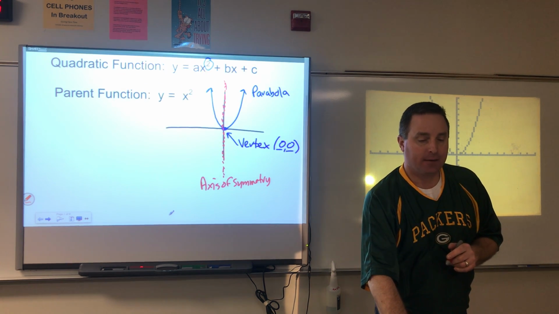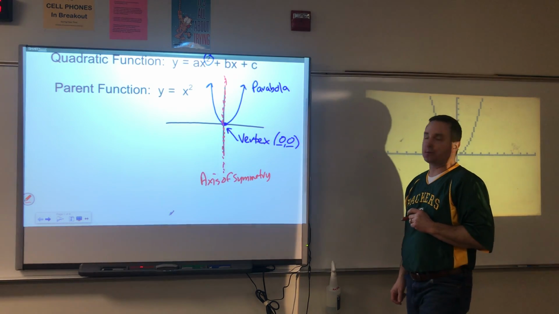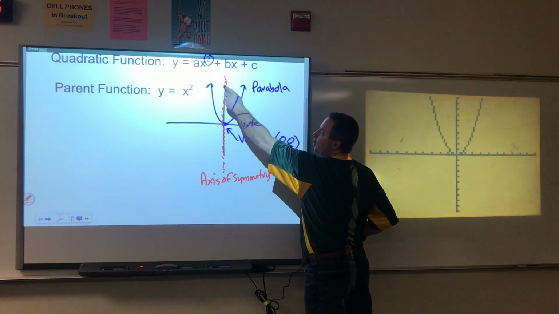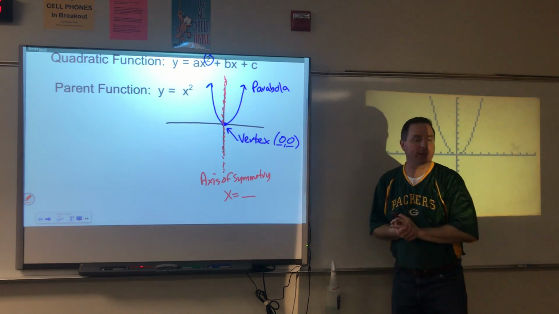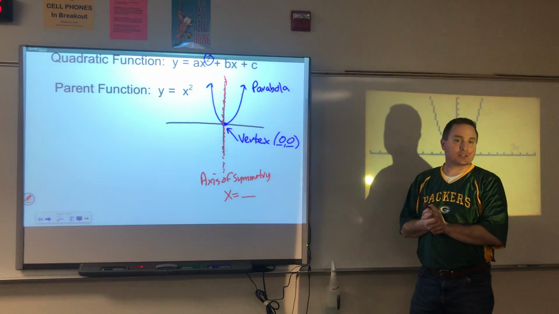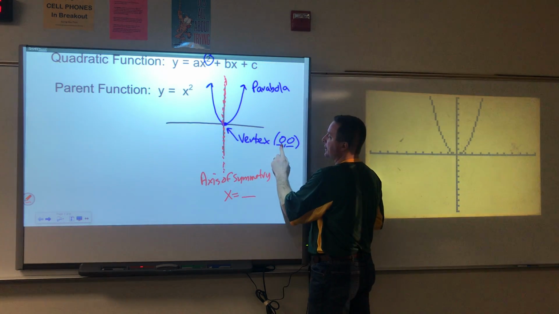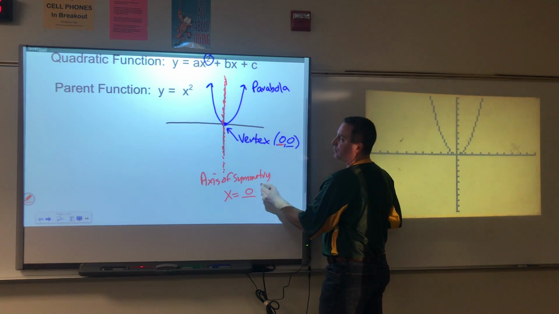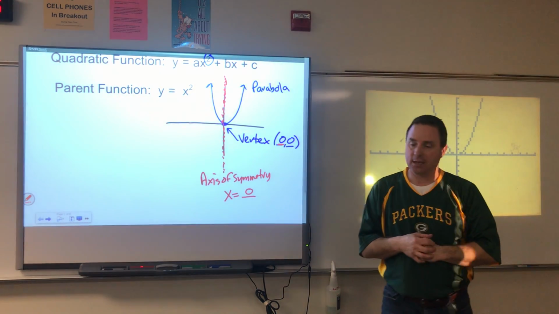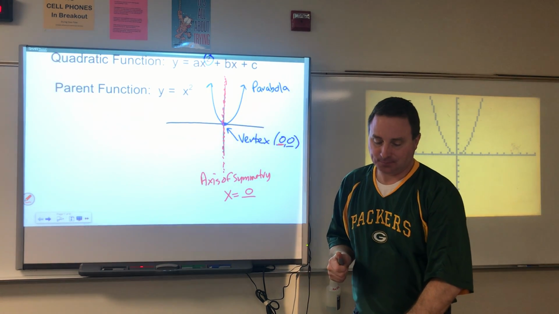The axis of symmetry is always going to be a vertical line that goes through the vertex. And if you remember, the equation of a vertical line is always x equals something. So when they ask us for that equation, we're going to find out what x value it goes through. In this particular case, it goes through the origin. The x-coordinate of the origin is x equals 0. So that's another thing with these parabolas.